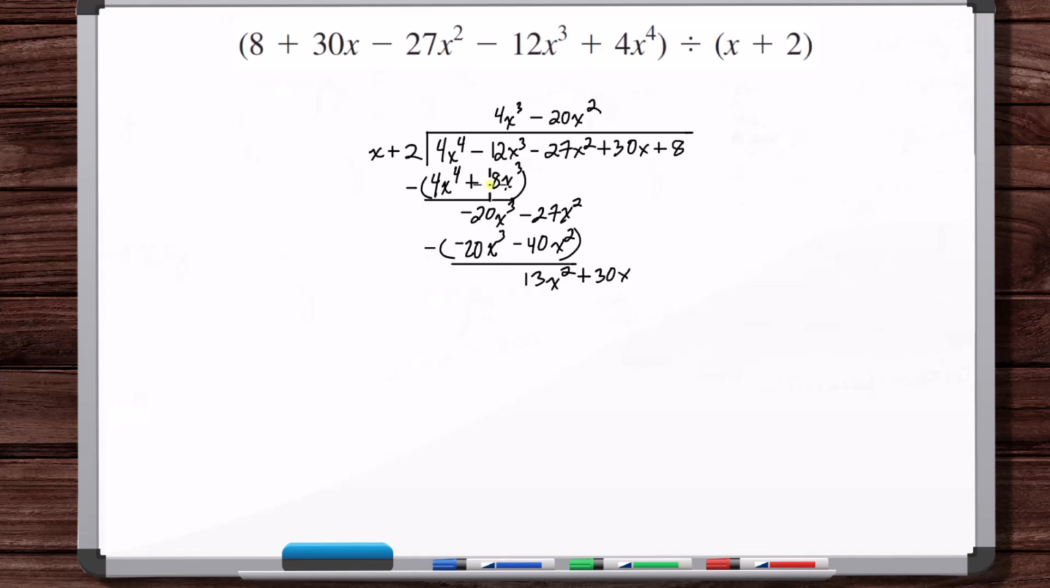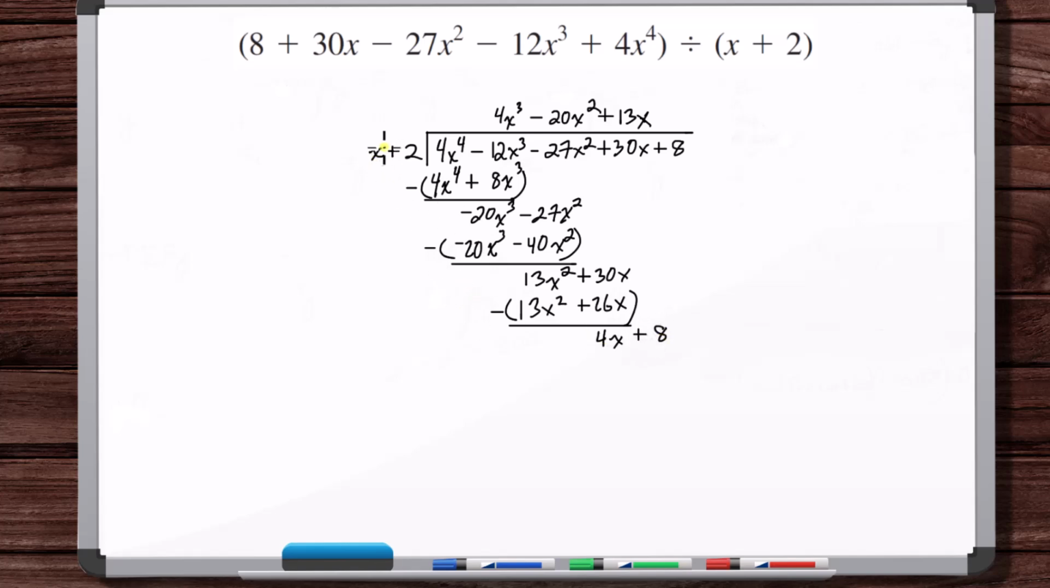Okay, 13x squared divided by x is positive 13x. Multiply that by the divisor. 13 times 2 is 26. Subtract these two. 13 minus 13 is 0. 30 minus 26 is 4x. Bring down the 8. So we're not quite done.